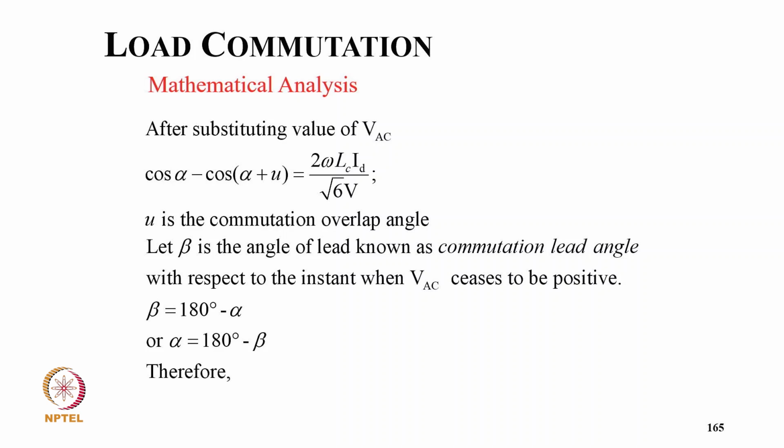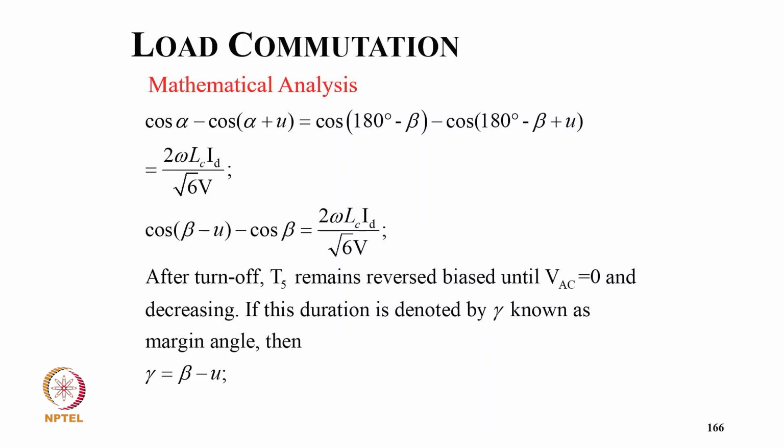Here mu is the commutation overlap angle, and beta is the angle of lead, known as the commutation lead angle, with respect to the instant of VAC going to positive. So beta equals 180 minus alpha, or alpha equals 180 minus beta. Therefore, cos alpha minus cos(alpha plus mu) equals cos(180 minus beta) minus cos(180 minus beta plus mu), equal to 2 omega Lc ID upon root 6 V. So cos(beta minus mu) minus cos beta equals 2 omega Lc ID upon root 6 V.